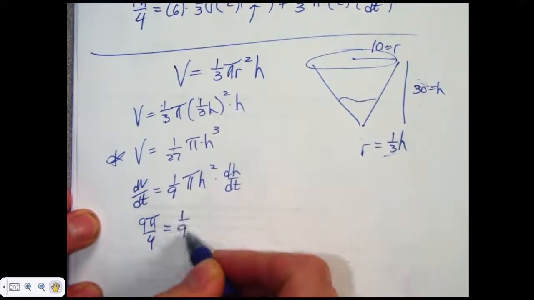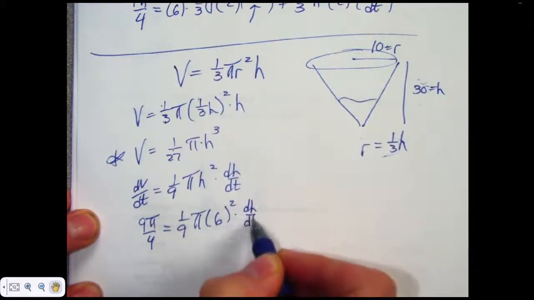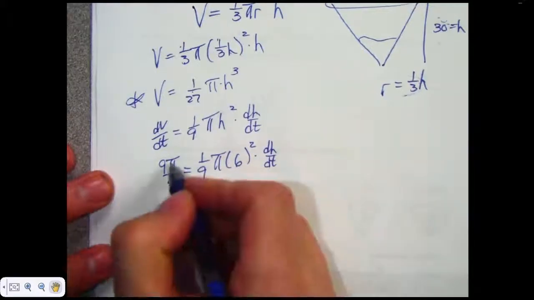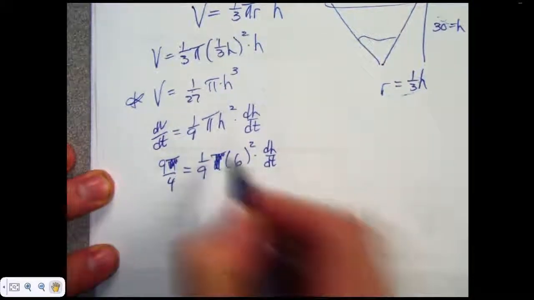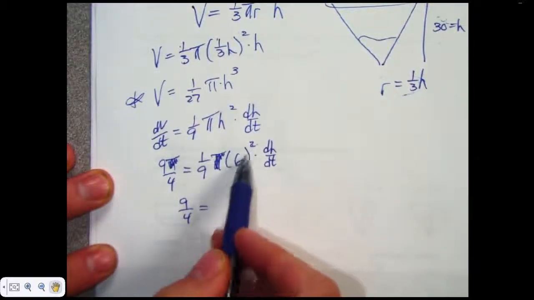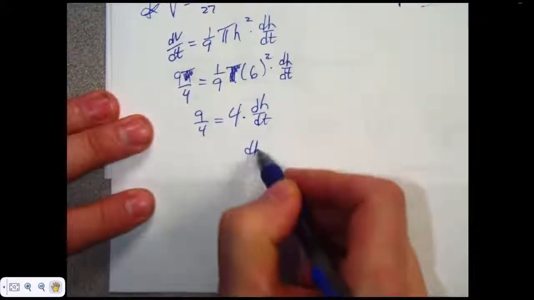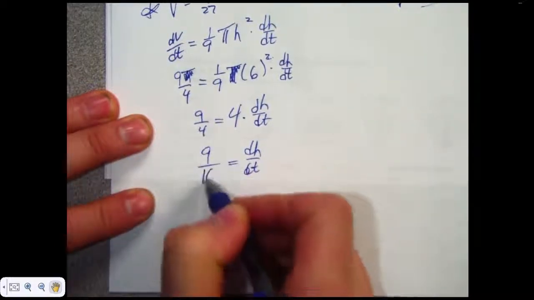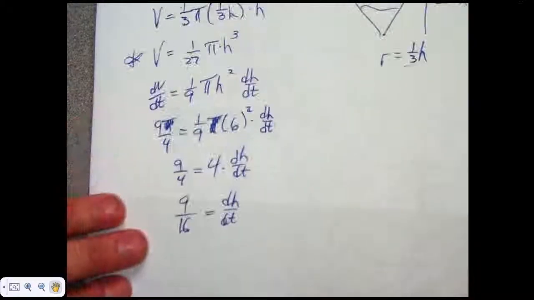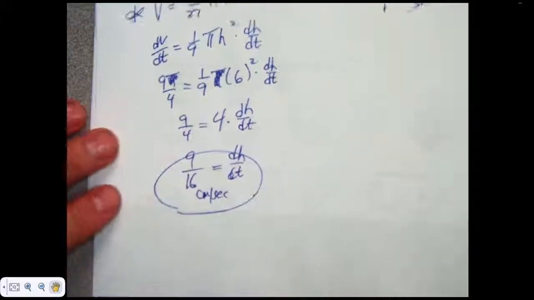I got the pi, I got h is 6, to solve this for dh/dt. So I'm going to cancel out the pi's. And then I got 9/4 equals, well, 6 squared is 36. 1/9 of 36 is 4. And then if I divide both sides by 4, it'll become 9/16. And this is the change in the water level. So this is centimeters per second if I'm labeling that.